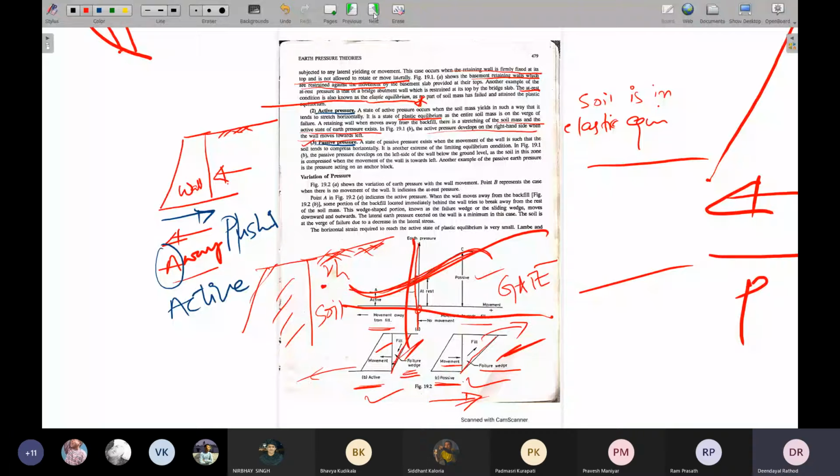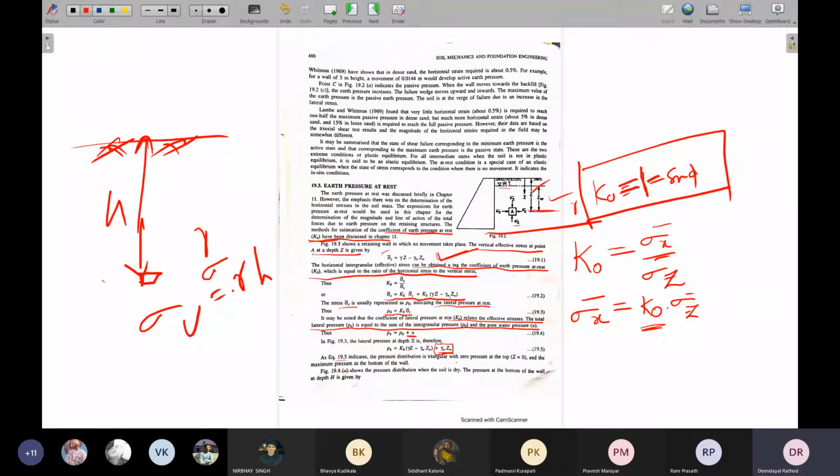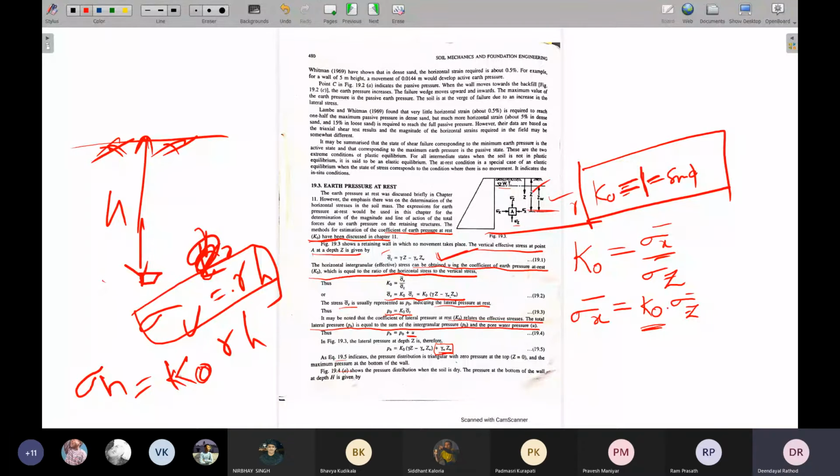So how the graph changes, understand? The only difference is how to find out the active case. First, find out the vertical stress. Suppose this is the soil, this is the gamma and this is the h. Here the vertical stress is gamma into h, multiplied by k naught. This is horizontal, this is vertical. Gamma into h is vertical; when you multiply with this k naught, it gives the horizontal stress.